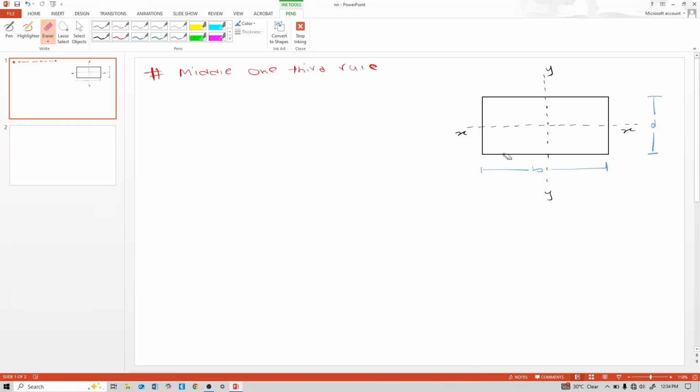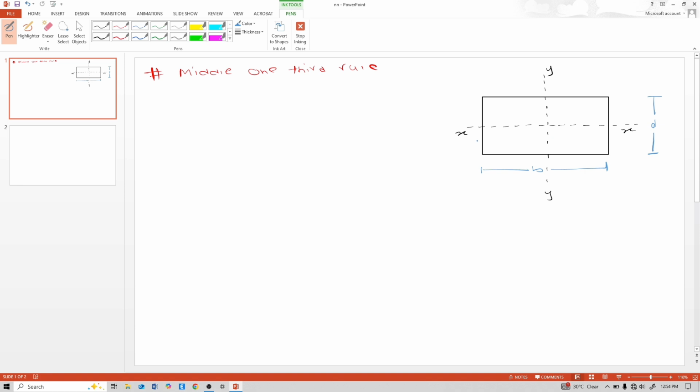Hello, today in this video lecture we will learn the middle one-third rule. So what is the middle one-third rule? Here this is a rectangular section, and in the middle there is a region where the no tension condition happens. That's why it is called the middle one-third rule, and we will calculate that region where the no tension condition is occurring.